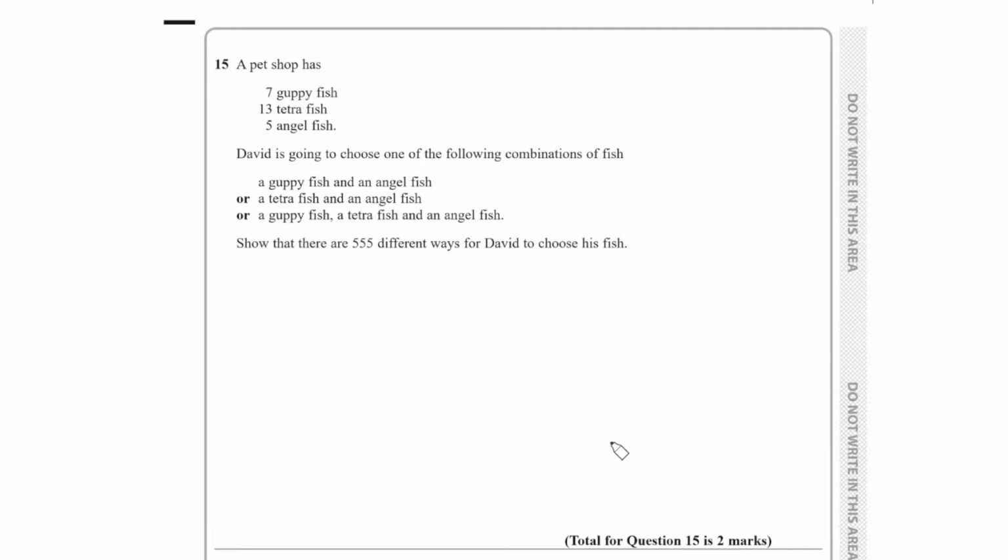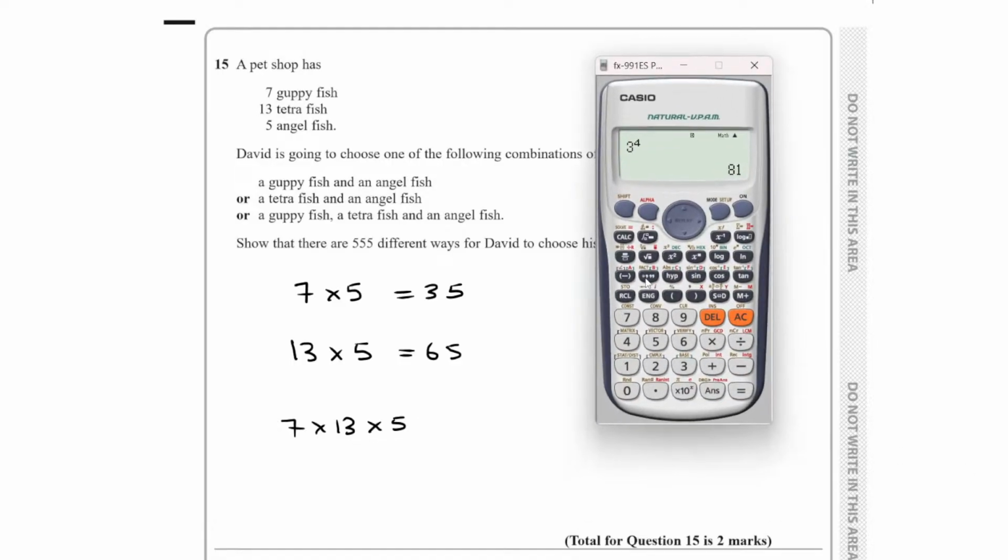This is what I call the product rule for counting. You might call it combinations, something like that, but that's the topic. So I just went through and worked out all of these 3 options separately. Because it's the product rule, it means you multiply. So in terms of the guppy fish and the angel fish, that is 7 times 5, which is 35. Then the other option, tetra and angel, 65, and then the last one is all 3, so 7 times 13 times 5. That one I would probably just work out in the calculator.